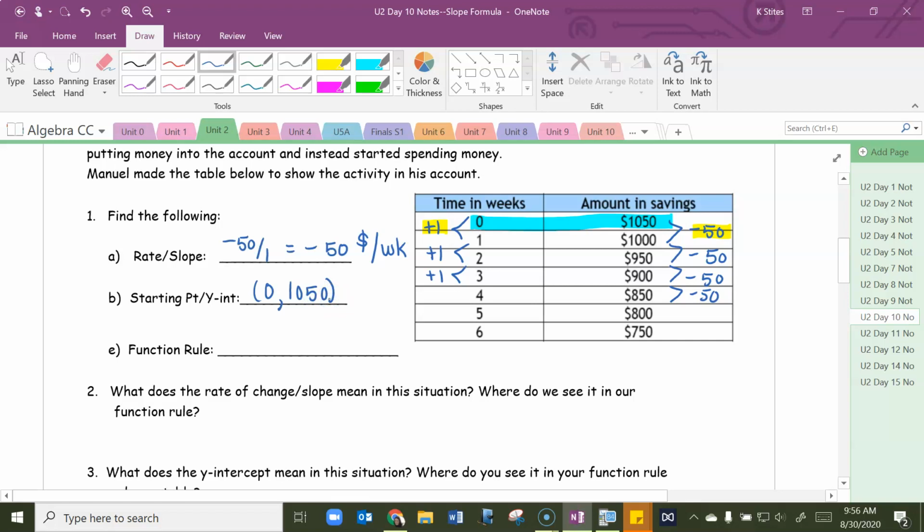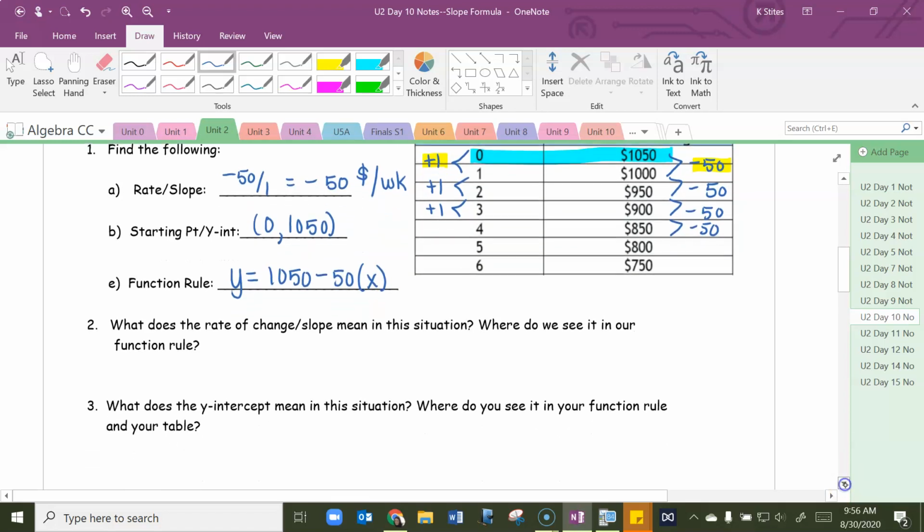Now let's go ahead and write our function rule. I'm just going to make this a y and an x comma y here for our points. Our function rule would be our money equals, so that's a y equals. And then just think about how much we started with. Manuel started with $1,050, right? And what's happening to it? It is dropping, so minus $50 each week. And each week is x.